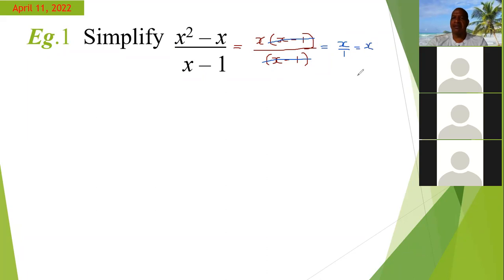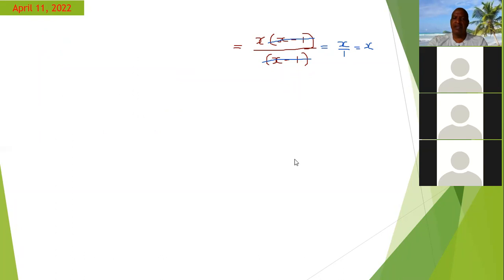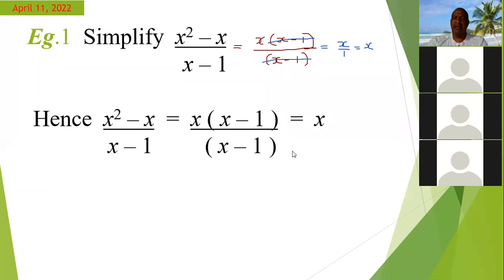Is that clear, guys? Okay. All right. So that's the approach to these questions. All right, so with that said, let us continue. So here we would have our results where we factorize the numerators and the denominators, and then we cancel, and then what remains we write.